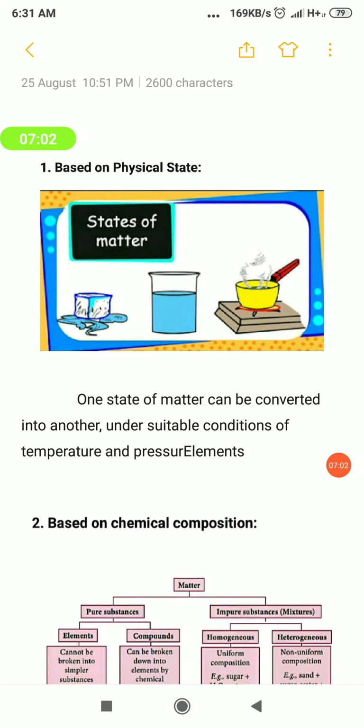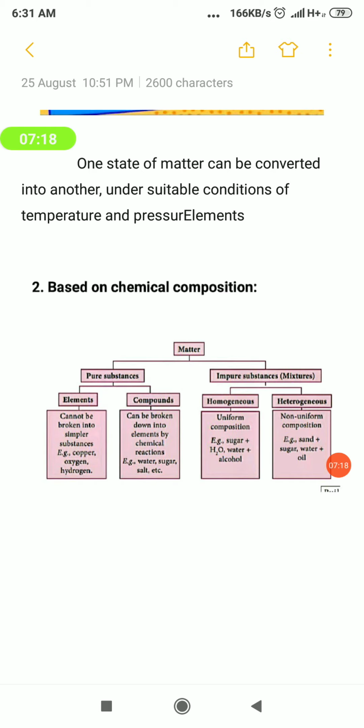Then the second classification we are going to see is based on chemical composition. Based on chemical composition, matter is classified into 2 types. One is pure substance and the other is impure substance. And pure substance is subdivided into 2. Students, this picture I have taken from 9th standard only. It's nothing new, we are just recollecting things we have studied already. Pure substance has 2 divisions: elements and compounds. About this we will see in detail later.